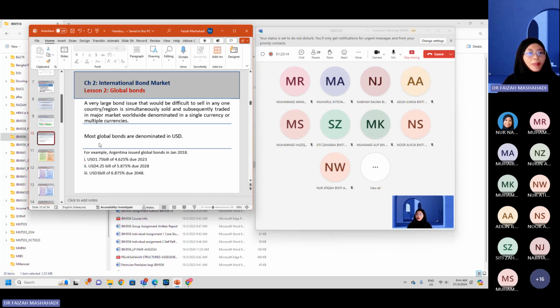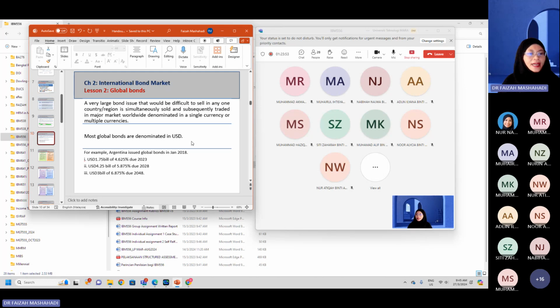Most global bonds are denominated in US dollar. The most common currencies are US dollar, Euro, and Yen. Previously there was also the Swiss franc, but the Swiss franc is now less popular. Previously it was Euro, US dollar, Yen, and Swiss franc. But latest, we have Euro, US dollar, and Japanese Yen, these three major currencies.